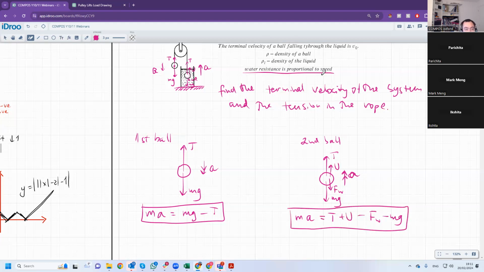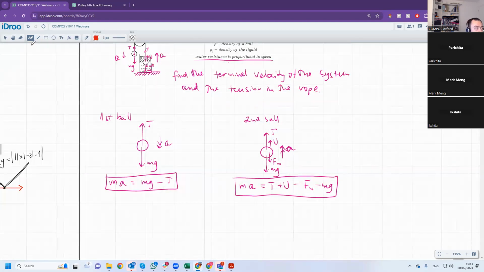And then it says water resistance is proportional to speed. Water resistance is proportional to speed. Well, that means that the force of the water resistance is k multiplied by v, by velocity. Right? So F equals kv. Does that make sense? It's k times v, where k is the coefficient of proportionality.